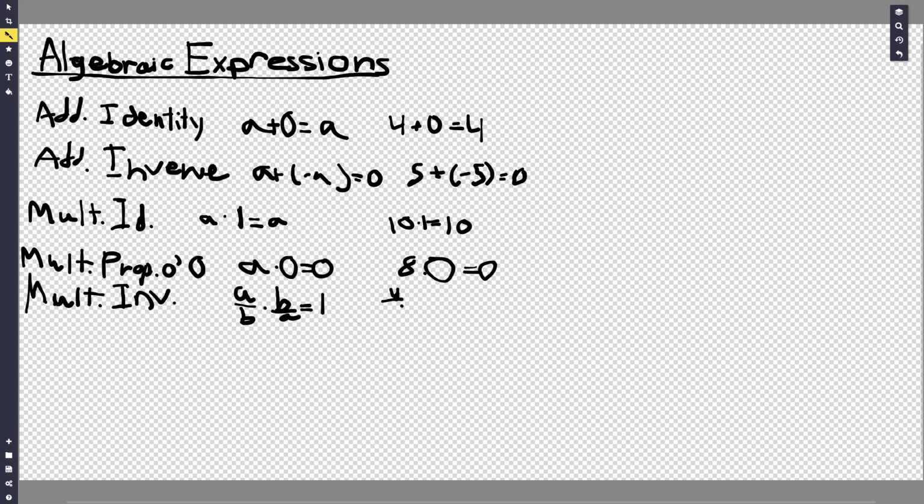And so we have 4/5 times 5/4, that is equal to 1, right? Because they cancel each other out. If I take that, when you multiply fractions, you go straight across, you do 20 over 20, which, when you have something divided by itself, is equal to 1.